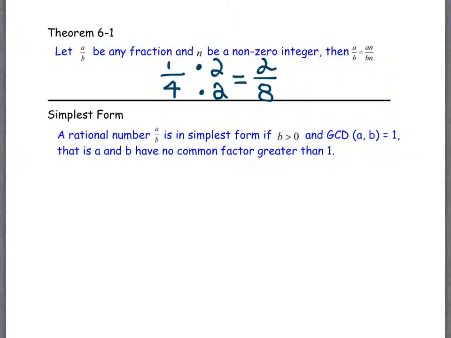Okay. And of course, the same works going backwards. It's not just multiplication. In fact, you could do it with division as well. If you can divide the numerator by 2 and divide the denominator by 2, it keeps things equal as well.